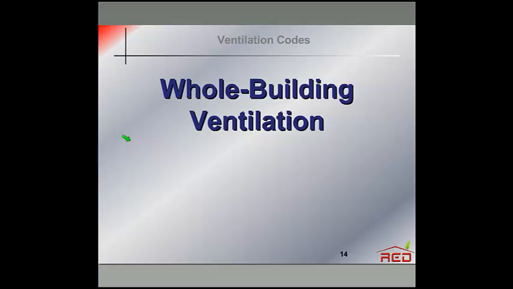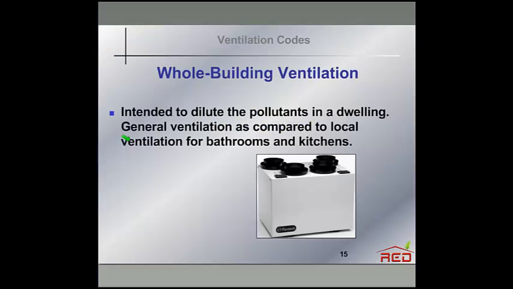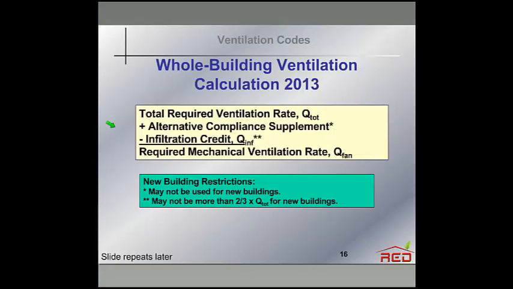Now, whole building ventilation, which is the more complicated of the two, requires a calculation procedure. Whole building ventilation is intended to dilute the pollutants in a dwelling, from furnishings, from carpet, from people. We all carry around a pollutant plume around our bodies when we walk around the house. You might talk about that with your spouse tonight when you have the opportunity. So the whole building ventilation is meant to bring in outside fresh air and lower these concentrations of pollution.